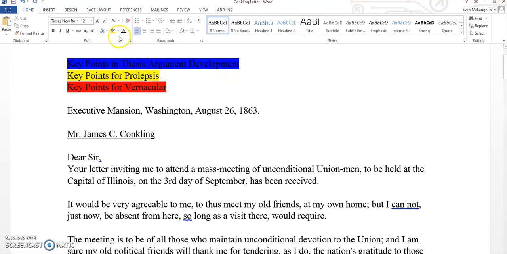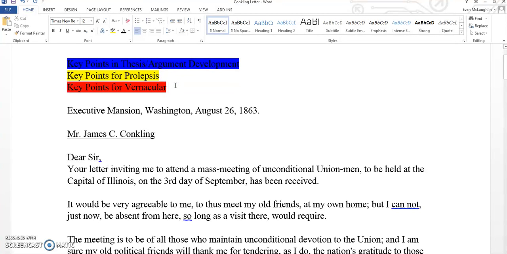Highlighting something in yellow references points that show Lincoln's rhetorical use of prolepsis, which is a rhetorical or logical device in public speaking and public writing, where you anticipate your opposition's argument, and as you anticipate it, you counteract it and you make statements that prove why it's wrong or incomplete.